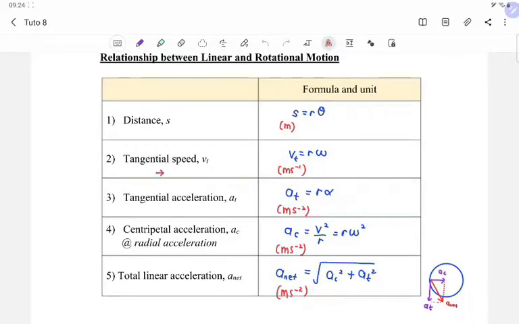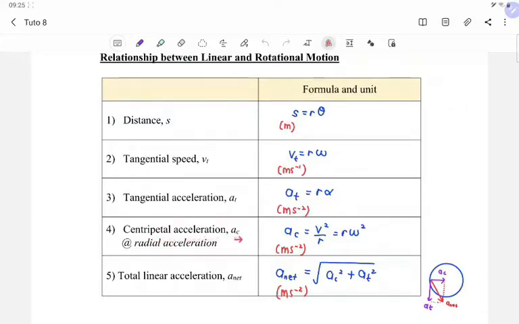Okay, and then for tangential speed, v t, for rotation we have angular speed. So v equals r omega. Remember, omega is in radian per second. Tangential acceleration. So this one is something new for you. So a tangential is equal to r alpha. Alpha is the angular acceleration. So you can see the pattern. It's just that we have r in the middle.